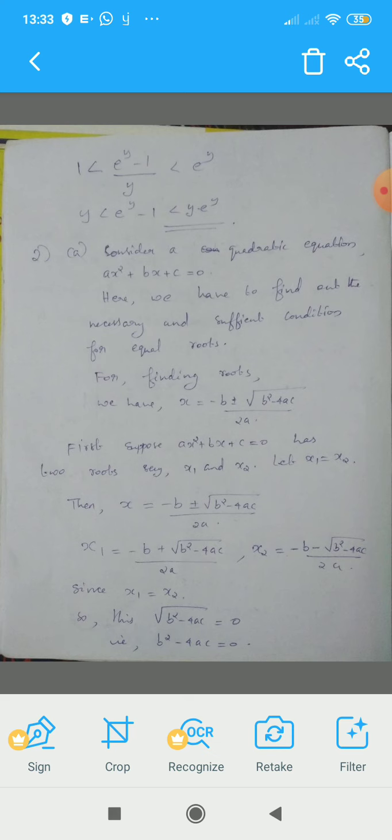Right? So you have to cross multiply y. Thus you have to cross multiply y on either sides. So you got 1 into y is equal to y less than e raised to y minus 1 less than, in the right side you multiply y to e raised to y, you got y into e raised to y. Got it? So the lower bound of e raised to y minus 1 is y and the upper bound of e raised to y minus 1 is y into e raised to y. Okay?